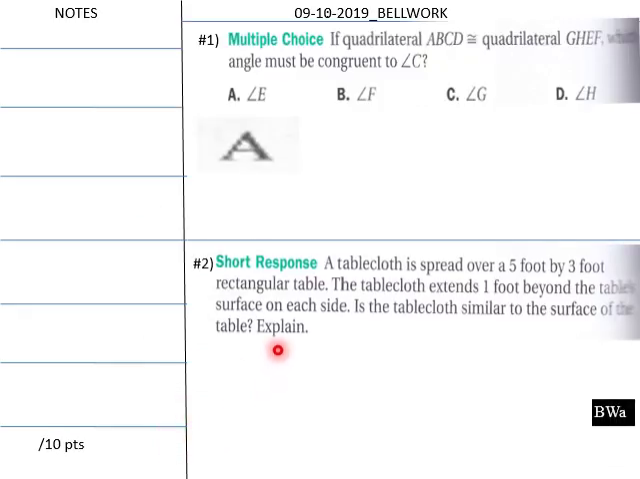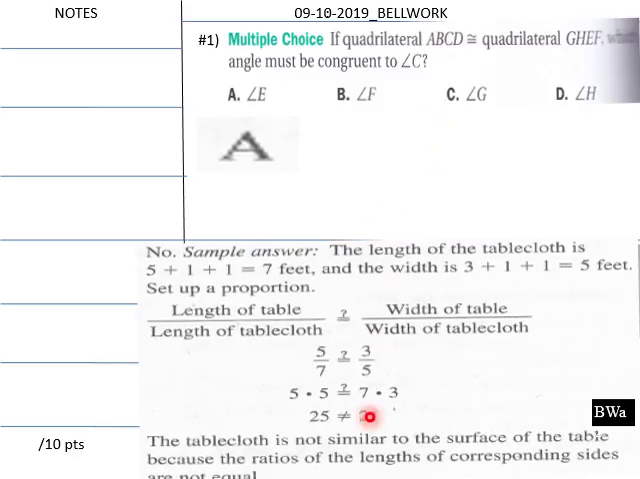Okay, welcome back. Our solutions up here will be A, B, C. This would be E here. It's the same order as C, and then down here, length of tablecloth, width of tablecloth. So this is our proportion that we set up here, and the length of the tablecloth is this, and the width is that. So set our proportion. 25 does not equal 21. The tablecloth is not similar to the surface of the table because the ratios are different. So that would be a good solution to the number.